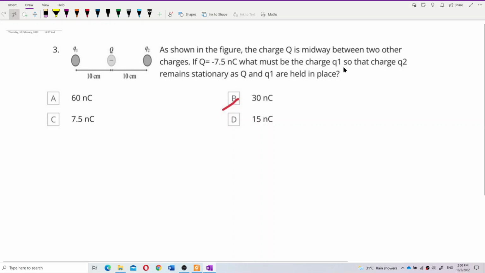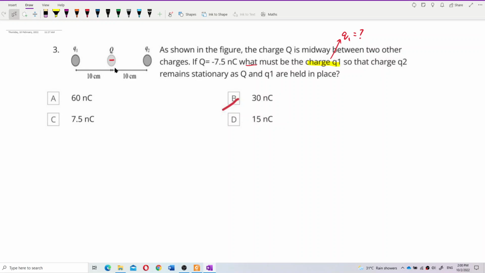So the question actually asks for what? It asks for charge Q1. He wants to know what is the charge Q1. So Q is given. Q is a negative charge.